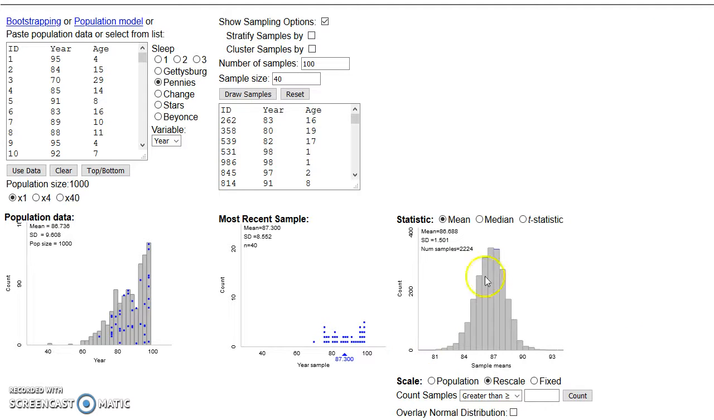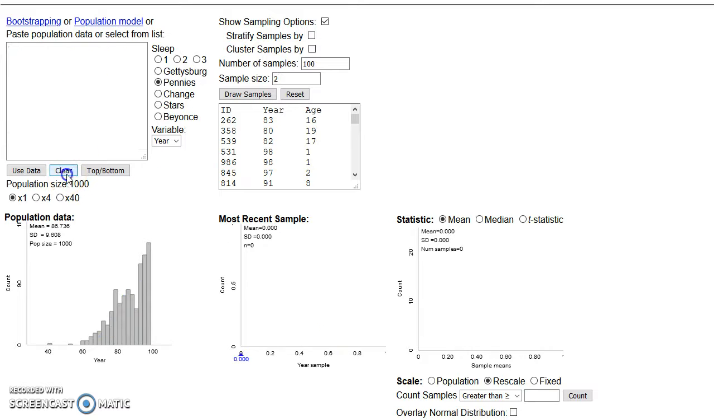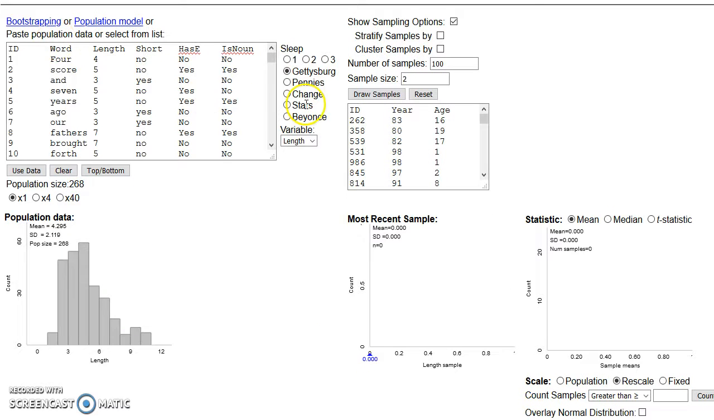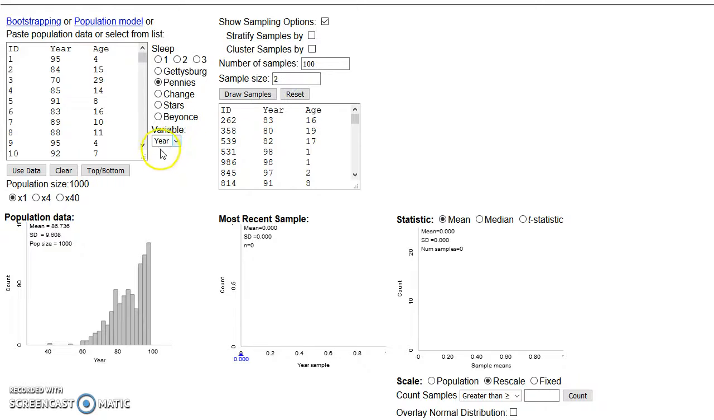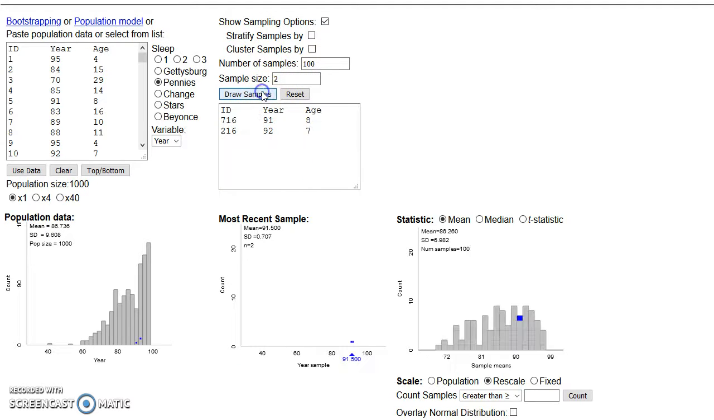1.5 as well. Now, let's try to take a small sample. Let's say we take samples of size 2 instead. Let's clear this out. Here we're still dealing with the ages of the pennies. Now we're going to take samples of size 2. Let's draw 100 samples.